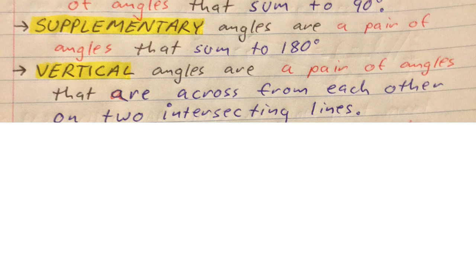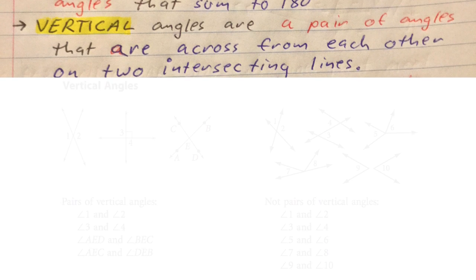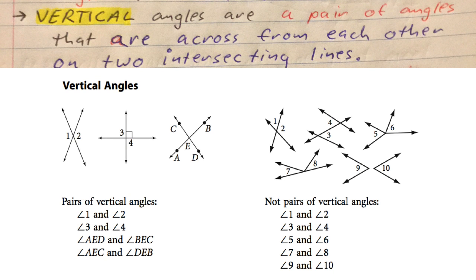Next, we have vertical angles. Vertical angles are, I think they're kind of strangely worded, but they are a pair of angles that are across from each other based on 2 intersecting lines. Let's take a look at a picture that'll kind of make that more clear for us. Angles 1 and 2 would be vertical angle pairs because they're opposite each other and they're created by intersecting lines.